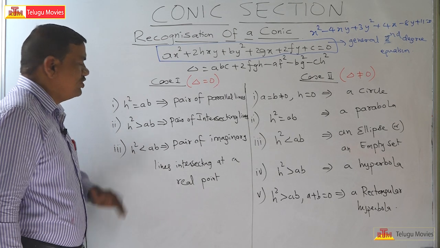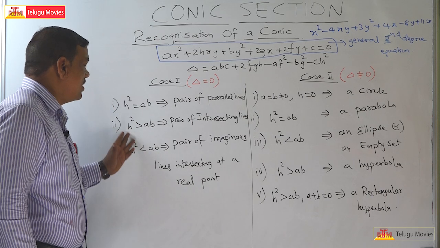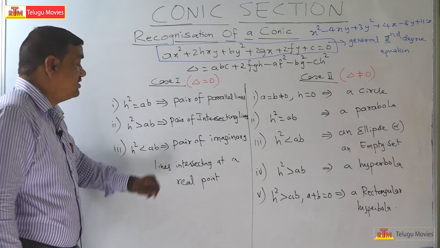Only three possibilities. Now, is there any more possibility? h square is equal to ab, or h square is greater than ab, or h square is less than ab.